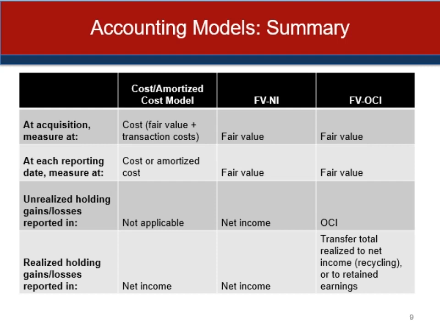Fair value through net income are measured at fair value on acquisition, so transaction costs are expensed. At each reporting date, they're remeasured at fair value, so kind of mark to market is the term that's commonly used for that. And unrealized holding gains or losses are reported in net income, and realized holding gains and losses are reported in net income. So changes in value as well as actually money that's actually been received.